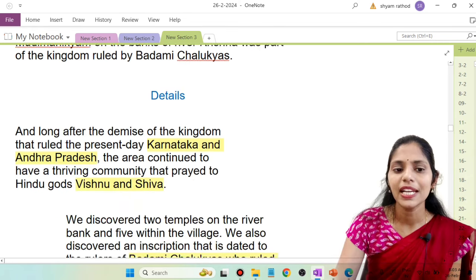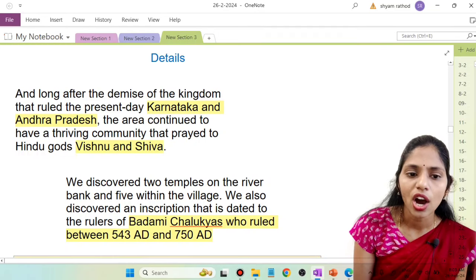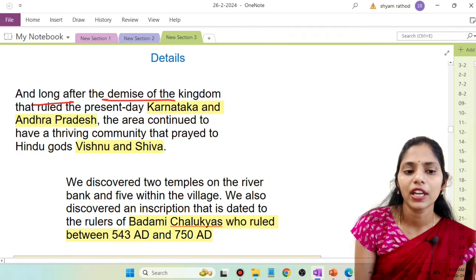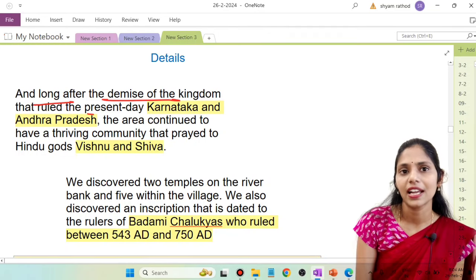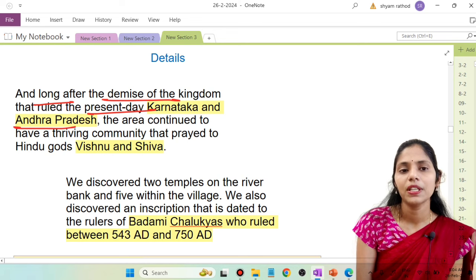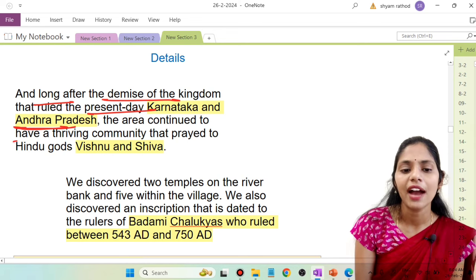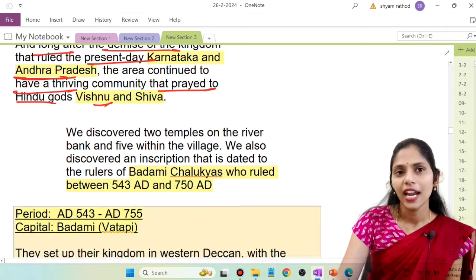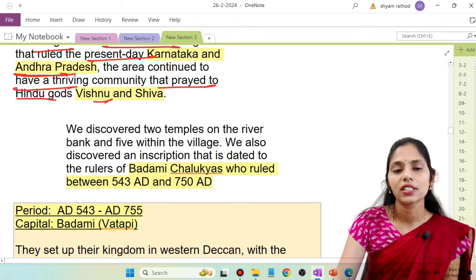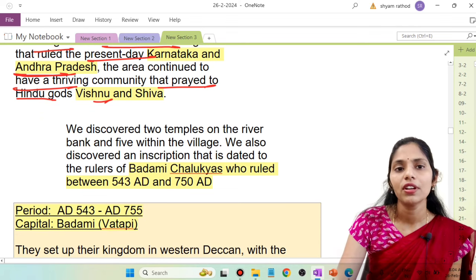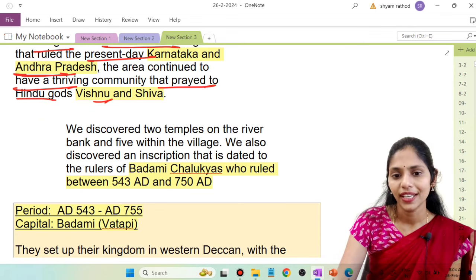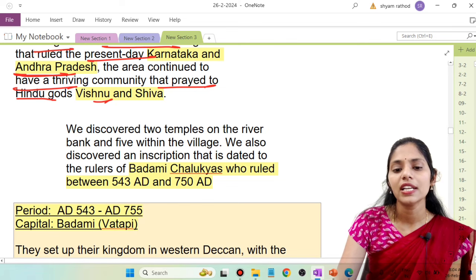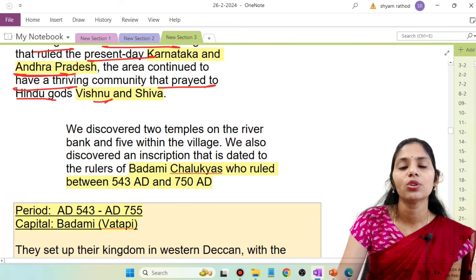Long after the demise of the kingdom that ruled present-day Karnataka as well as Andhra Pradesh, the area continued to have a thriving community that prayed to the Hindu gods Vishnu as well as Shiva. Archaeologists discovered 2 temples on the river bank and 5 within the village. They also discovered an inscription dated to the rulers of the Chalukyas of Badami.